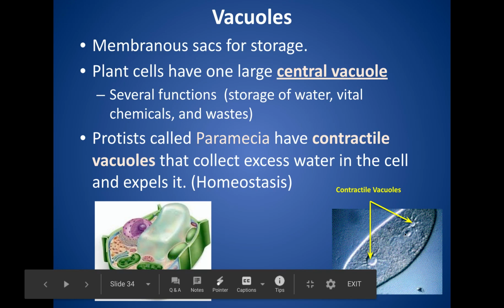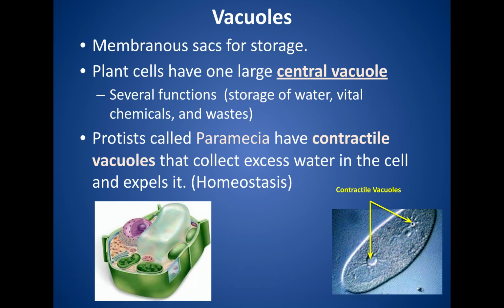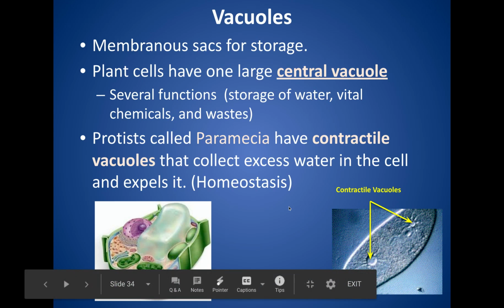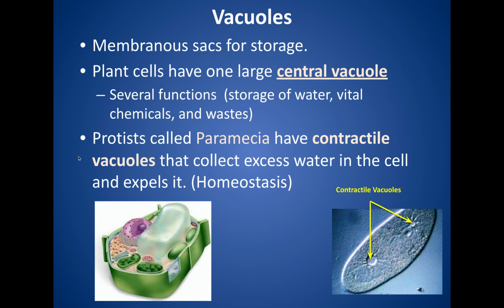Some cells, like this unicellular paramecium, a type of protist, a little tiny protist that lives in the Broadhead Creek or the Delaware River, have contractile vacuoles. They look like little suns here that pump water out of cells to keep the water level constant within the cell. And so that's part of homeostasis, or maintaining stable internal conditions.